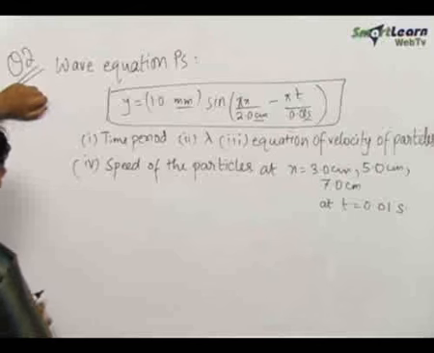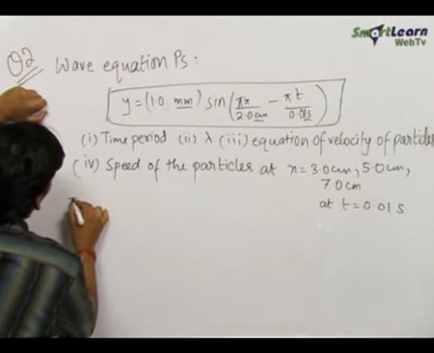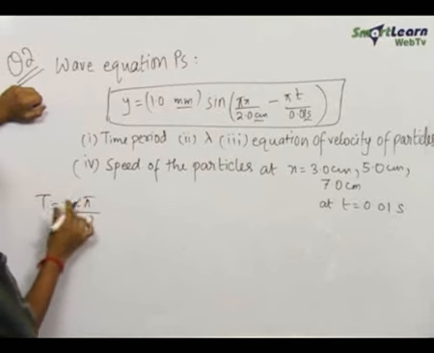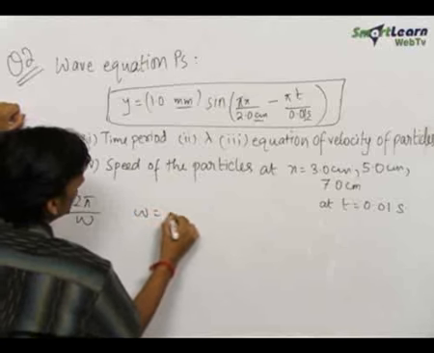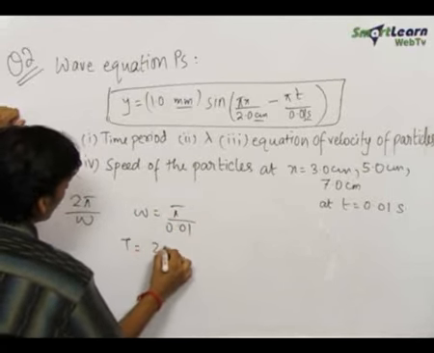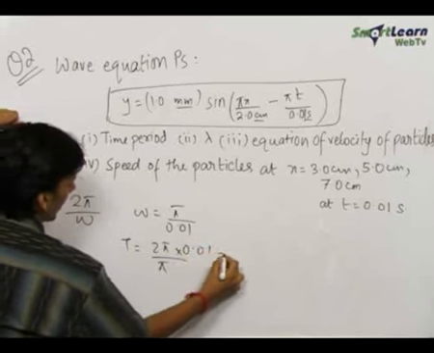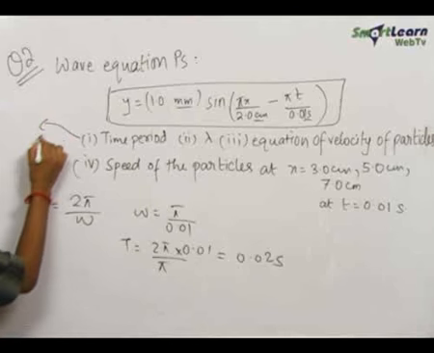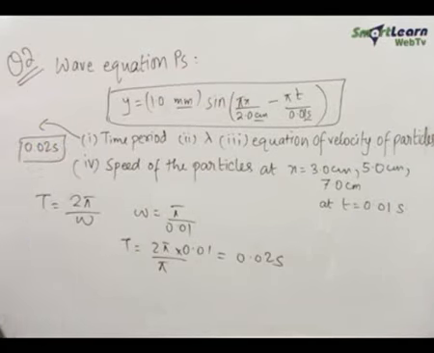So let us first find out the time period of this given wave. The time period is equal to 2 pi by omega, where omega is the coefficient of t in the above equation. Therefore omega is equal to pi upon 0.01, T is equal to 2 pi upon pi into 0.01, that is equal to 0.02 seconds. So we get the first answer of the time period as 0.02 seconds.